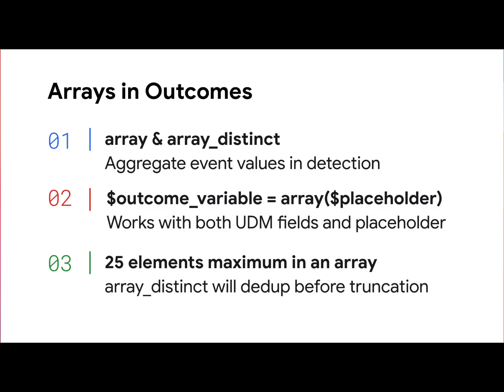Finally, 25 elements is the maximum stored in an array. I found that array distinct is my go-to aggregation because it performs a deduplication prior to applying that truncation, so I can see just unique values in my outcome variables.